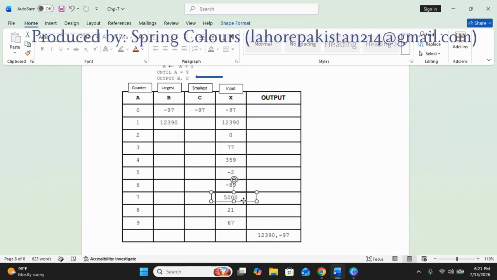Next, the user will give the value of 5000. 5000 is not greater than 12,390. It is also not less than minus 97. So nothing will be assigned to B or C, and the value of counter will become 7.